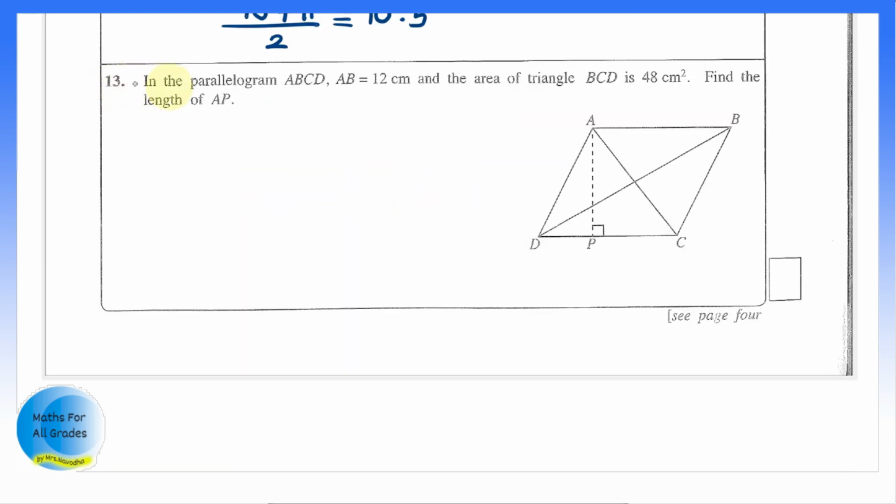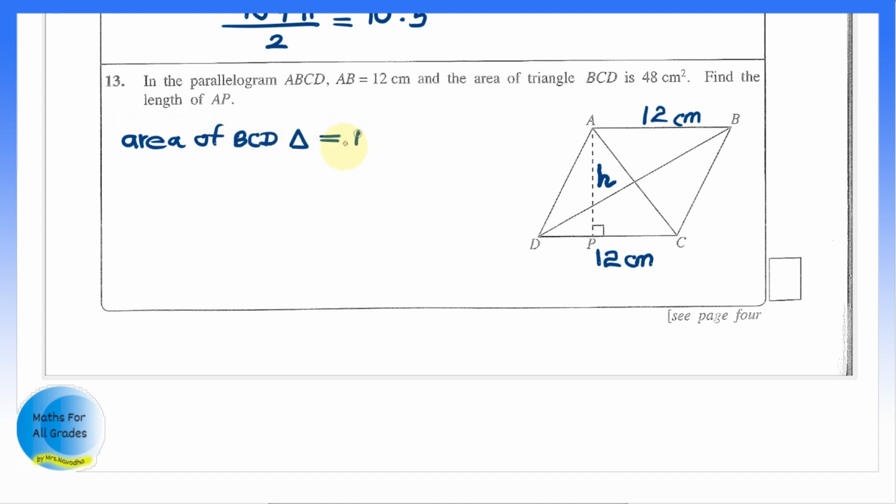Question number 13. In the parallelogram ABCD, AB equals 12 centimeters. This length is 12 centimeters. And the area of the triangle BCD is 48 square centimeters. Find the length of AP. Okay, let's take the AP length as h. Since ABCD is a parallelogram, we know DC also equals 12 centimeters. Opposite sides are equal.